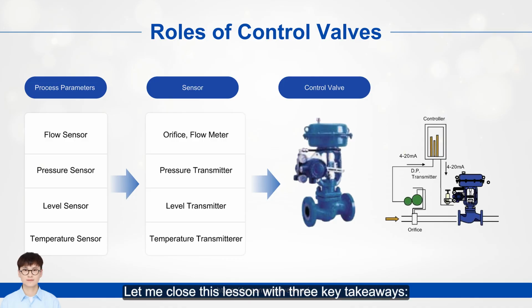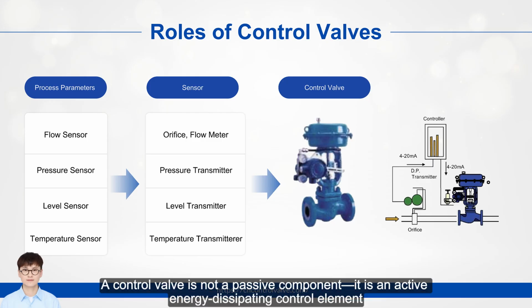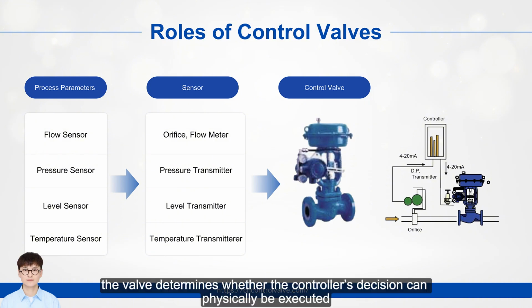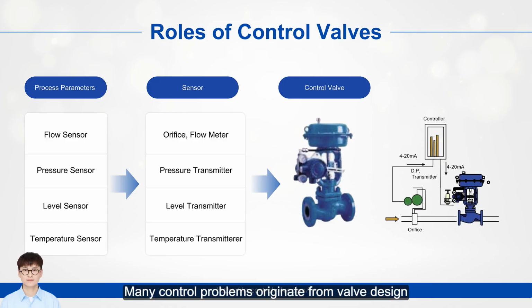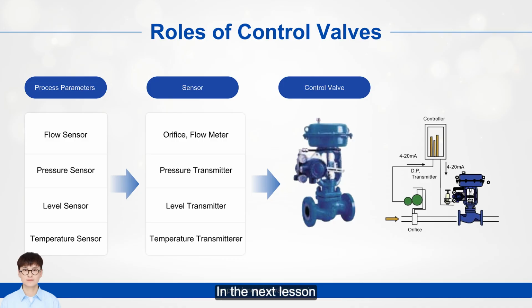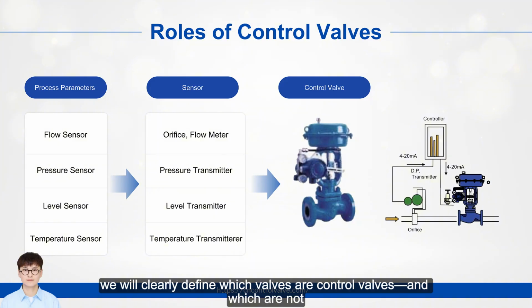Let me close this lesson with 3 key takeaways. A control valve is not a passive component. It is an active energy dissipating control element. In a control loop, the valve determines whether the controller's decision can physically be executed. Many control problems originate from valve design, sizing, or condition, not from PID tuning. If you understand these 3 points, everything we discuss in the following lessons will have a solid foundation.